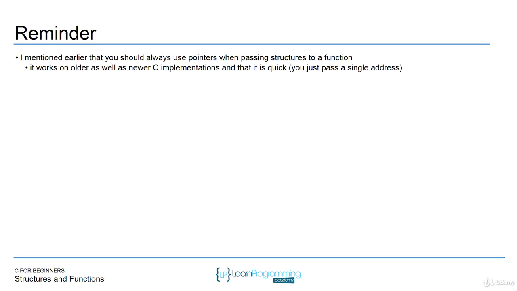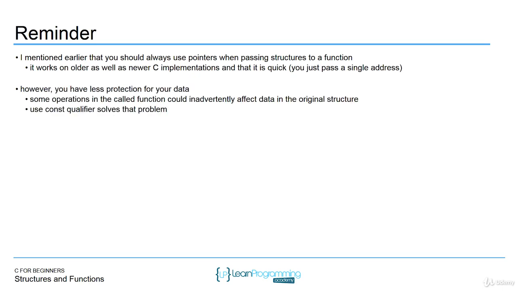So just passing in that single address is also more efficient because of time copying. But if you do pass in a parameter that's a pointer to a struct inside of a function, it does have less protection for your data. Some operations in the called function could inadvertently affect the data in the original structure. And this is where you want to use the const qualifier, right? And you'd use the const before the actual type, not after the asterisk, before the parameter name, before the type.